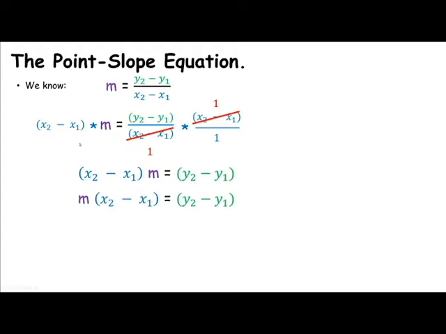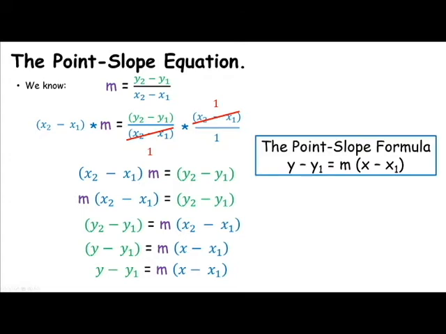I can then use my commutative property that says multiplication can change orders without changing the results to move my m. And then the symmetric property allows me to change what side of the equal sign things are on. If 2 things are equal, it doesn't matter if they're on the left or they're on the right, it's the same thing. And then I would just change my y2 and x2 into unknown values x and y, and that would create the point slope formula.